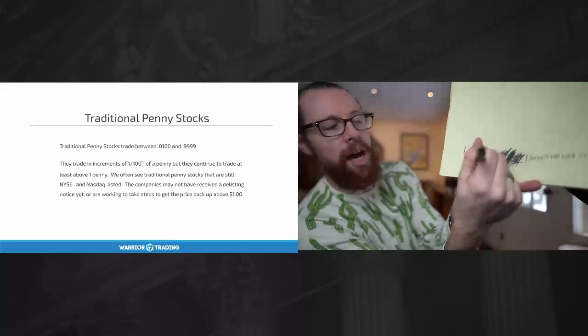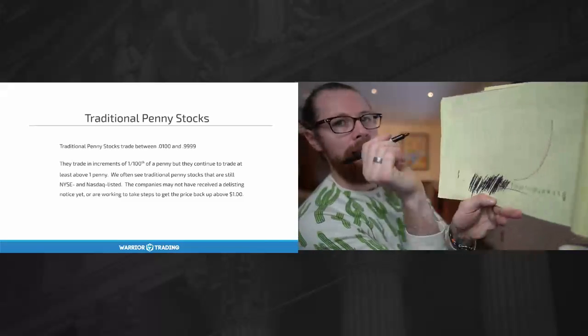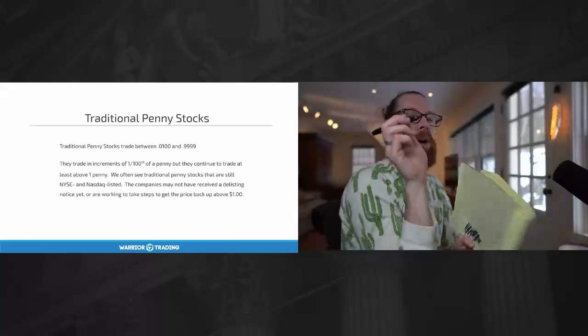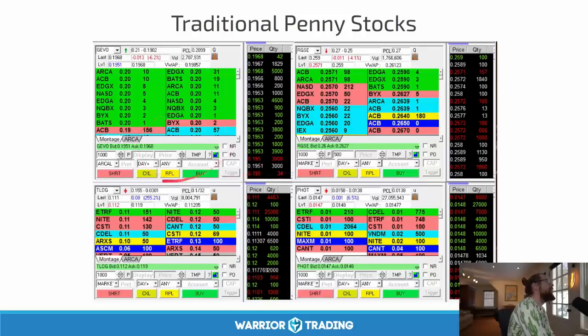Now, once it breaks through $1, very quick. And that's what we often see, very quick moves once stocks break through $1. So again, a traditional penny stock is between 1 penny and 99 cents. And this is how you could look at it without the zeros.